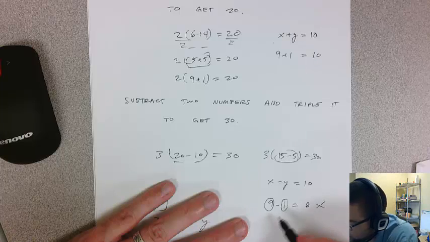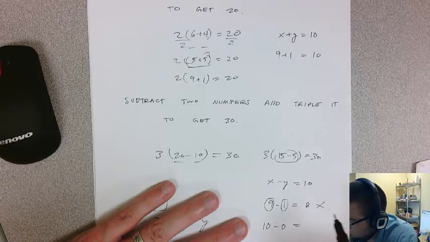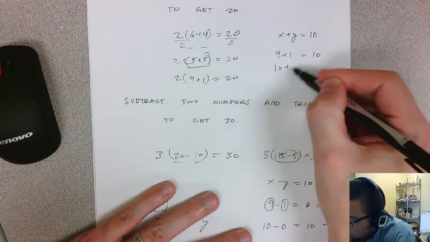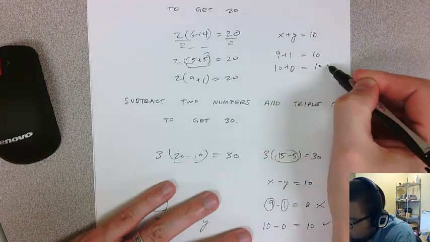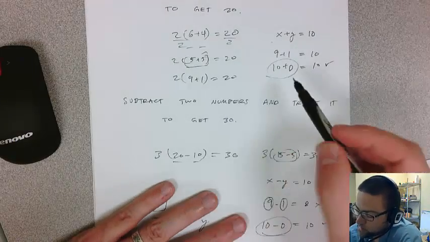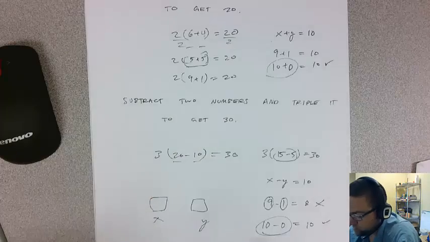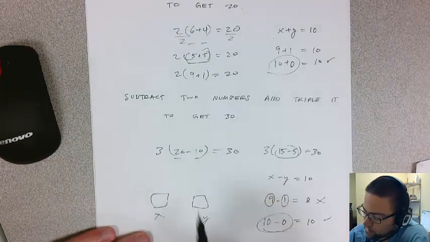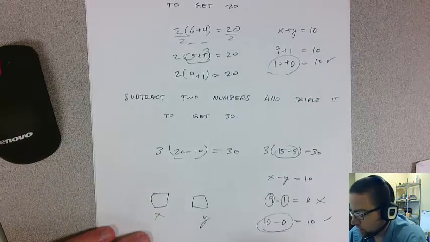So how about I go to 10 minus 0, right? So 10 minus 0, the difference between those two numbers is 10, so that works. Now let's see, 10 plus 0 is also 10, so that works. So it's true for both at the same time. So that's my solution to this kind of problem, is to say that if the first number is 10 and the second number is 0, then it works.